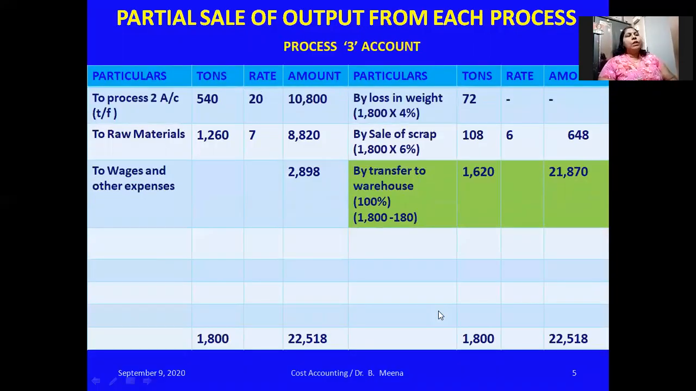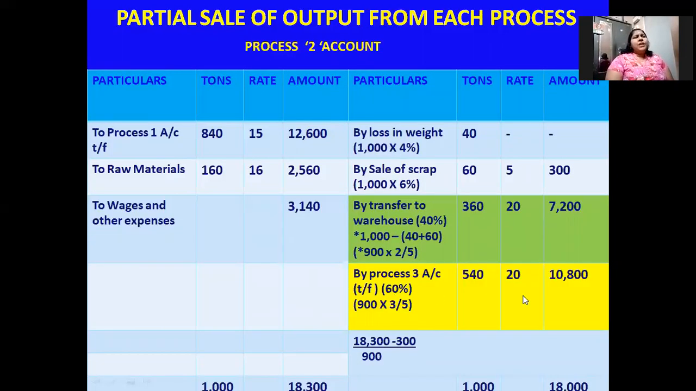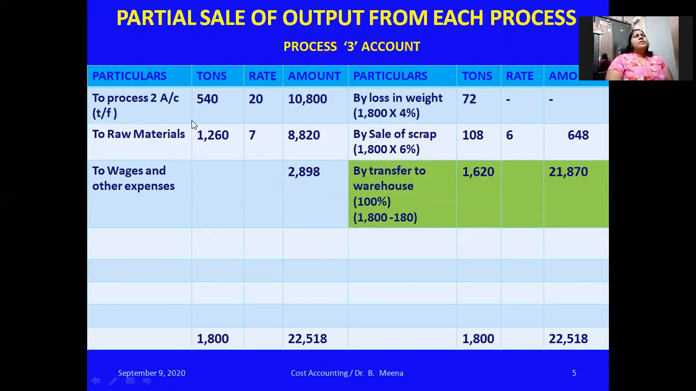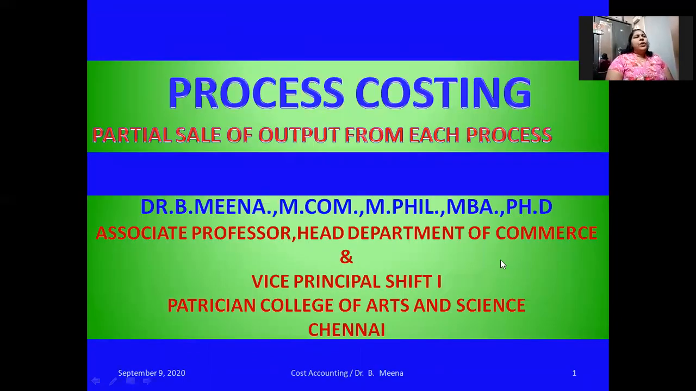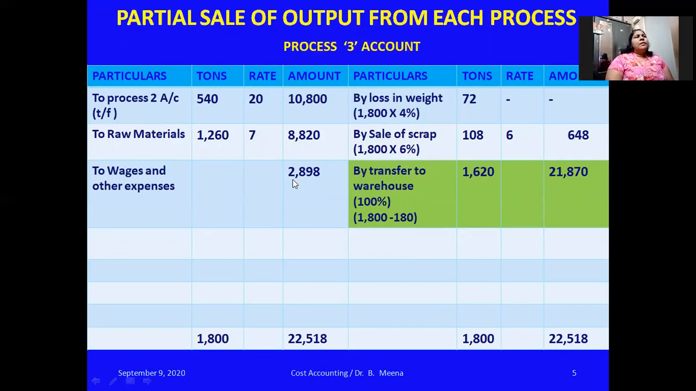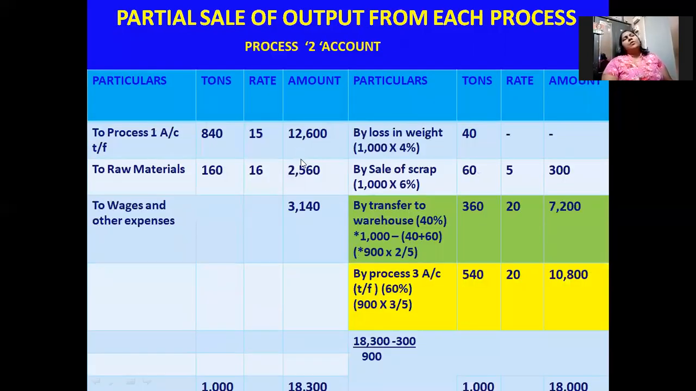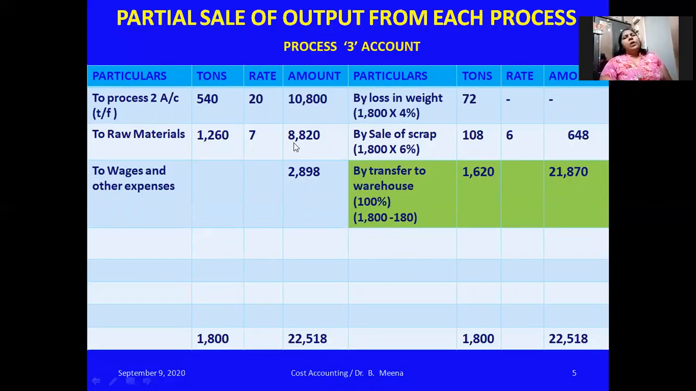Okay, then I'll move on to the last process, process 3. As usual, I need to transfer whatever output I got in the previous process, that is transfer to the next process, for process 3. And I debited the raw materials. Raw materials given in this problem is how much? 1,260 into 7. And wage is 2,898. Raw materials 1,260 into 7, 8,820. Okay, so I showed over here.